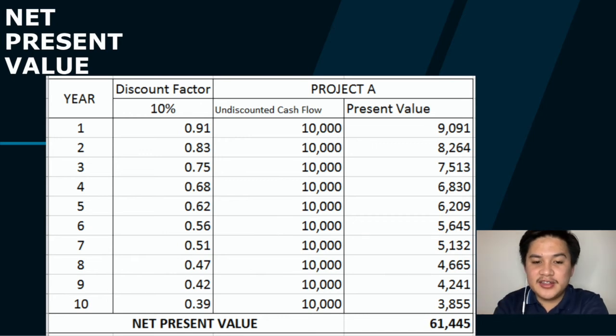So in here, the final result is that the value of the investment is worth 61,445 today. It means that a rational investor would be willing to pay up to 61,445 today to receive 10,000 pesos every year over 10 years. By paying this price, the investor would receive an internal rate of return of 10%. By paying anything less than 61,445, the investor would earn an internal rate of return that is greater than 10%.